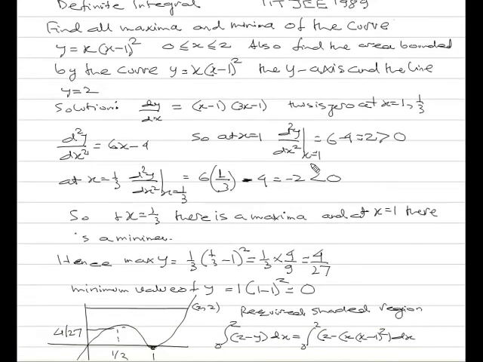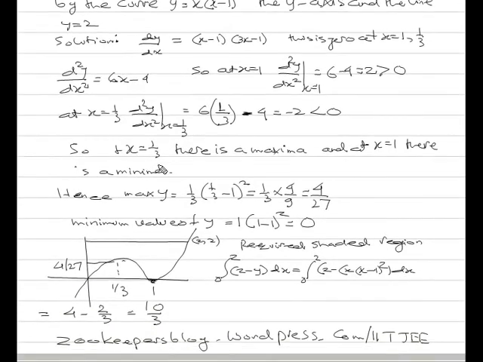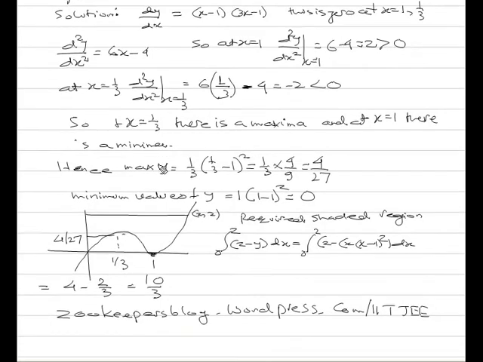Now the problem is: find all the maxima and minima of the curve y equal to x into x minus 1 whole square, where x is between 0 and 2, and also find the area bounded by the curve y equal to x into x minus 1 whole square, the y-axis and the line y equal to 2. So all this information has been given. We can draw the graph appropriately.